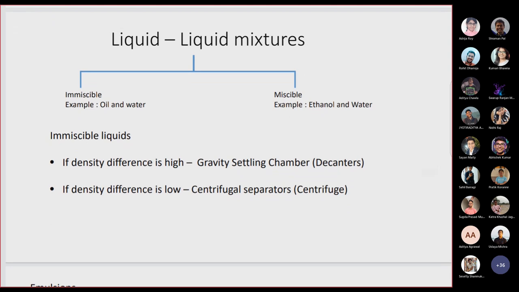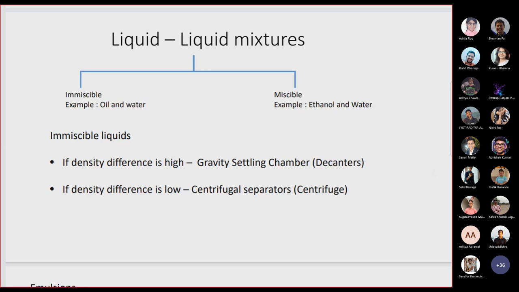Suppose we have a liquid-liquid mix. Liquid-liquid mixes are divided into two: immiscible and miscible. If two components are mixing with each other, then it is miscible. If not mixed, then it is immiscible. Example, oil and water.